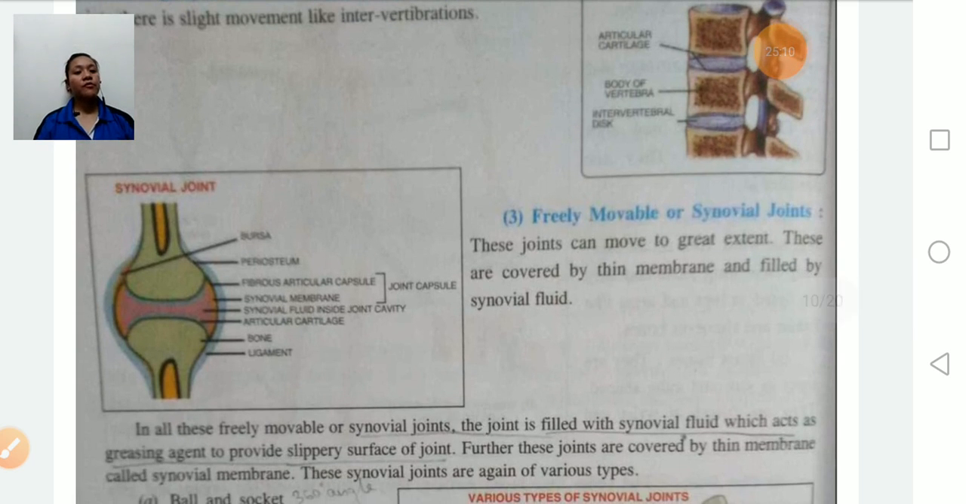Next is the freely movable joint, also known as the synovial joint. This joint can move to a great extent. These are covered by thin membranes and filled with synovial fluid. In between the joint, there is synovial fluid, therefore the joint moves freely to a great extent.